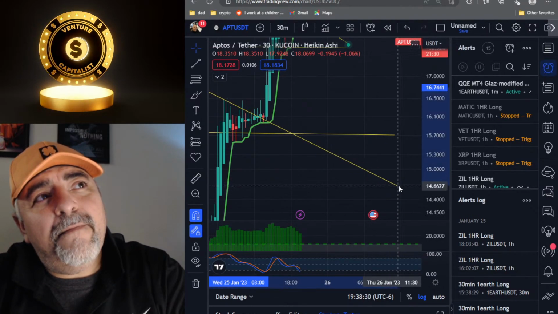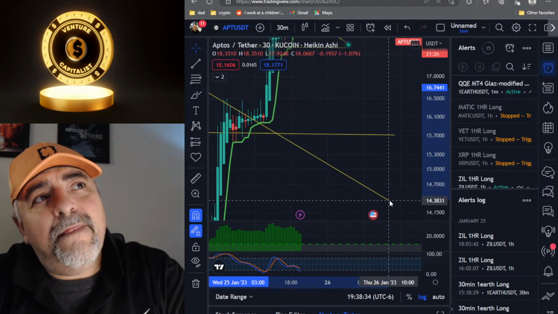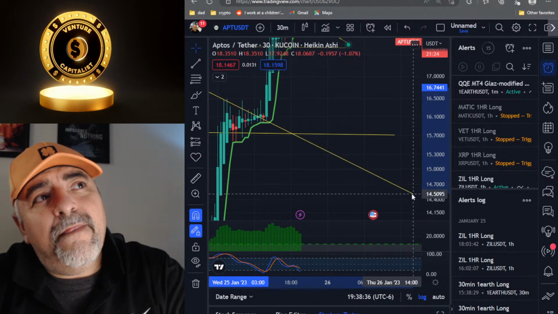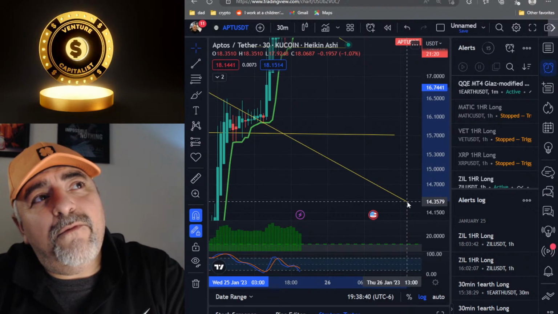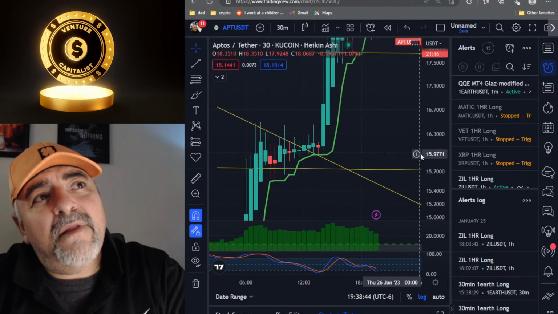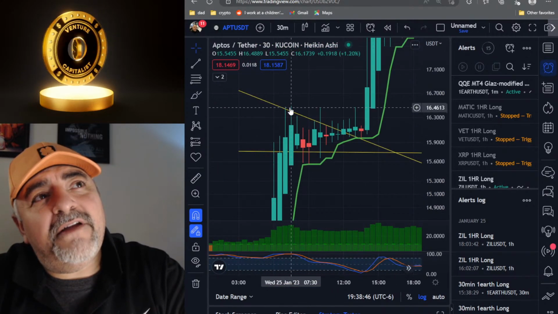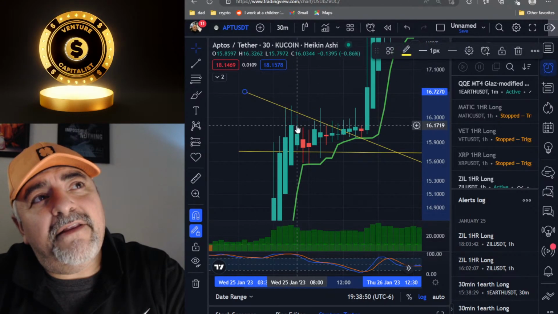When you go here, there's our 3 wicks right there. You always want to have at least 3 wicks touching, right? So this right here would look more like our flag right there.